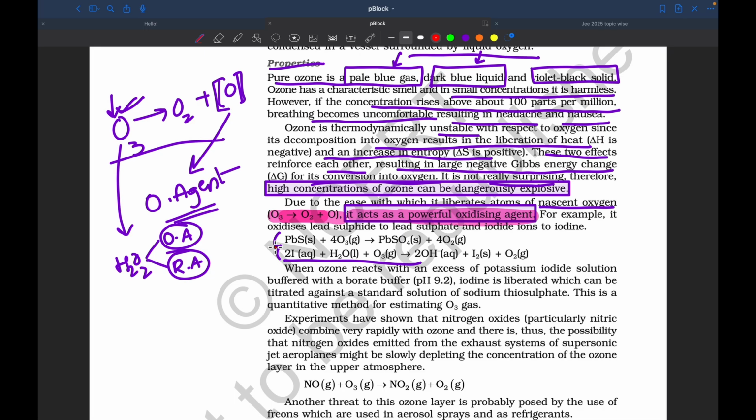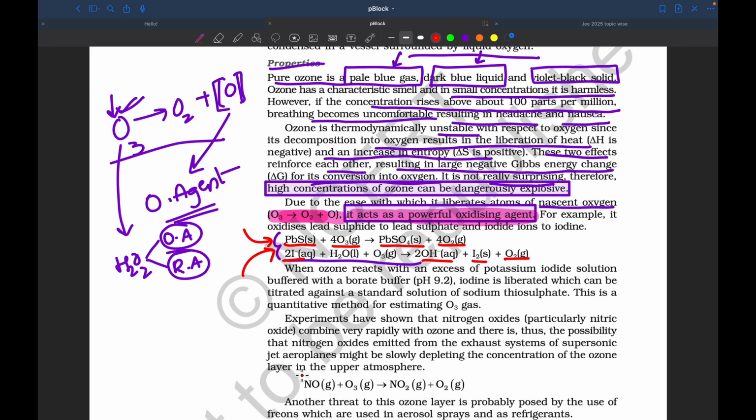So here are the two reactions you can check here. PbS solid reacts with 4 moles of O3 to give PbSO4, leaving 4 moles of oxygen. Then 2 moles of KI, which he has written in the ionic form: H2O plus O3 gives 2OH- plus I2 plus O2.